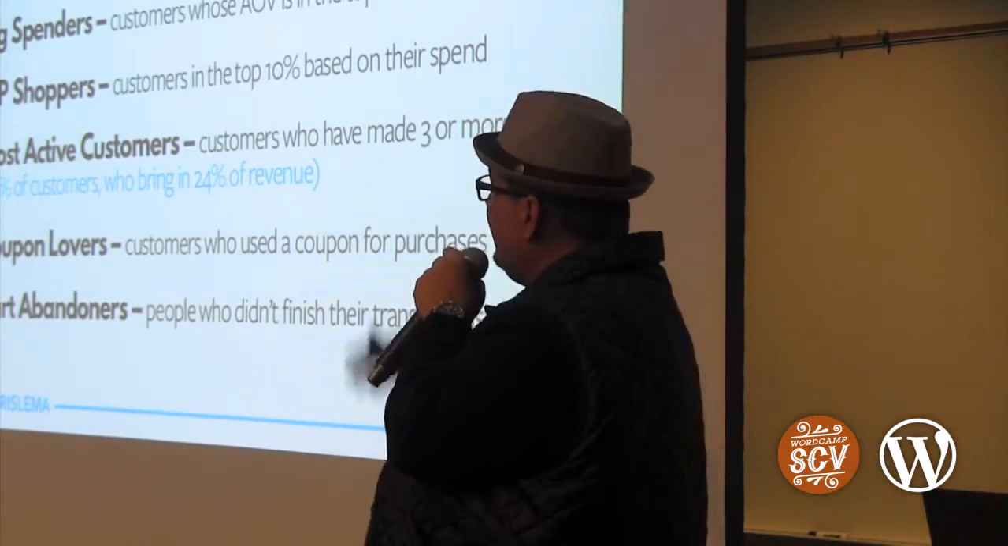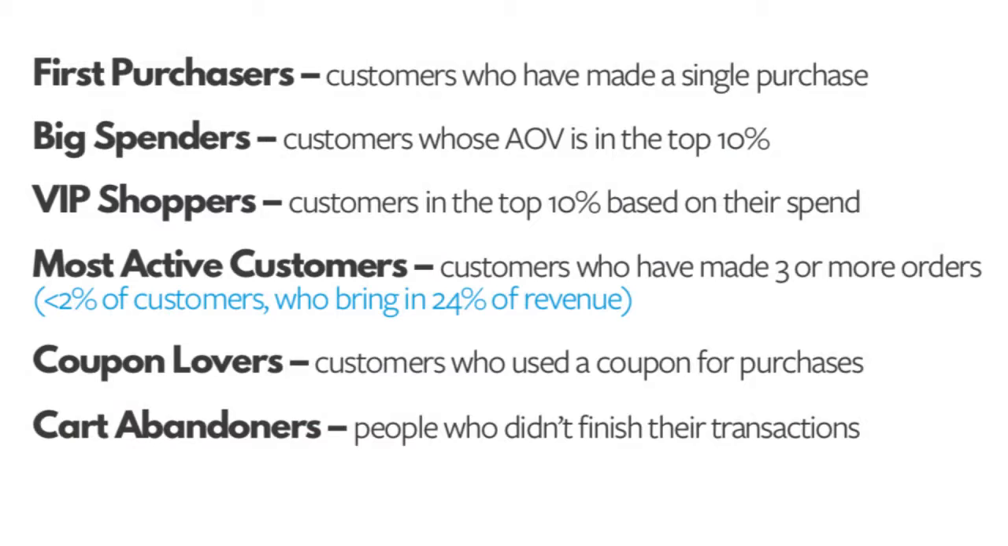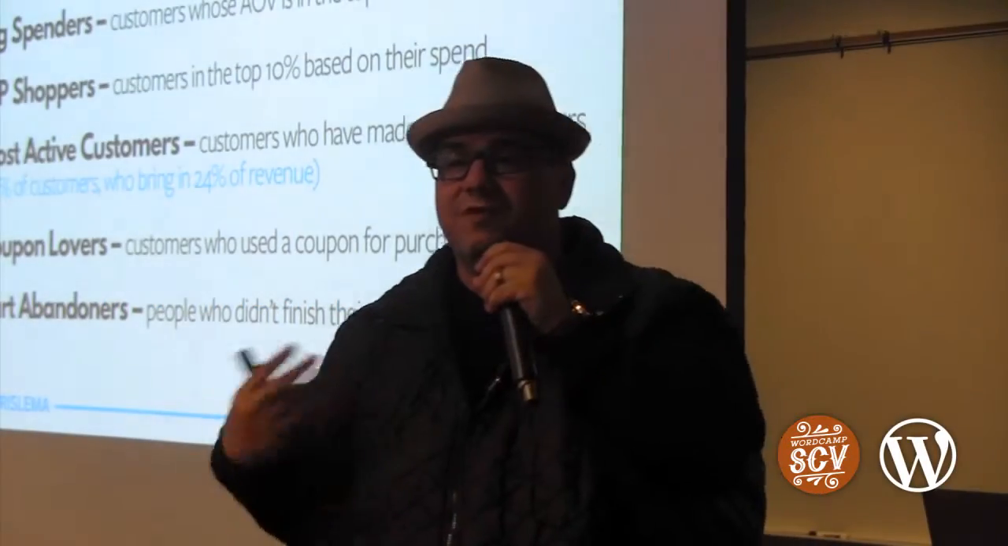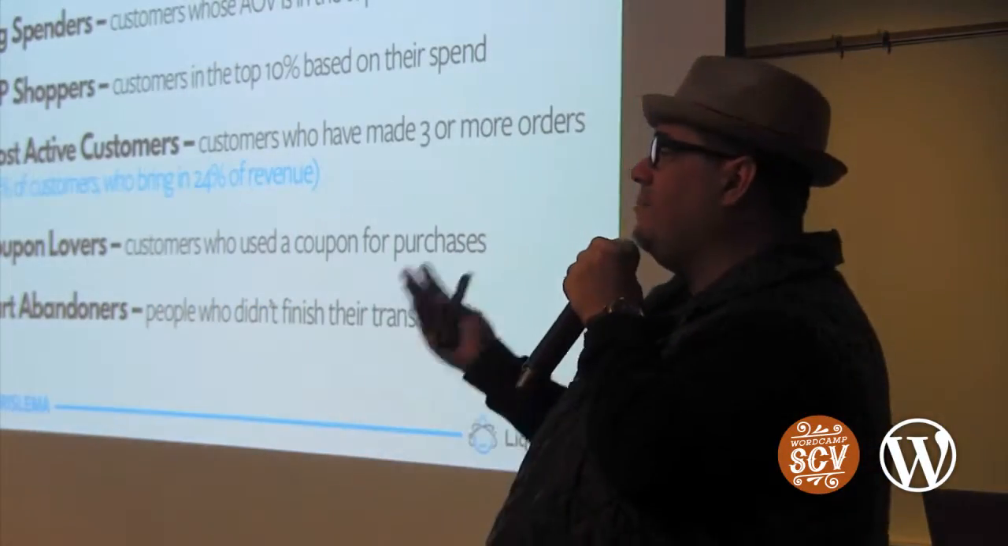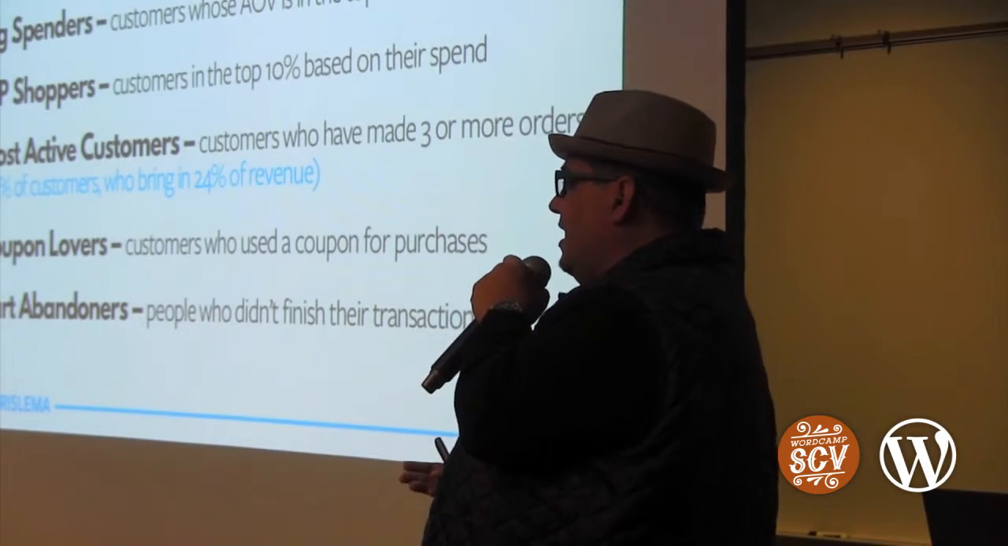Right? Then we have big spenders. Now, big spenders is when you look at the average order value, right? And you say, if I were to take all the people who've made purchases and I stack all their purchases and average out what's the average order value. So let's say I go to the Apple store, right? I go to the Apple store and I buy a phone. It costs me $1,000. I go to the Apple store, I buy a computer. It costs me $3,000. I go to the Apple store and buy a monitor, right? It costs me $1,000.